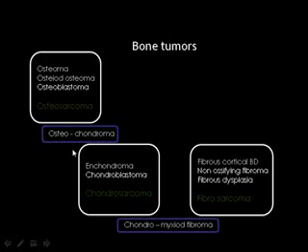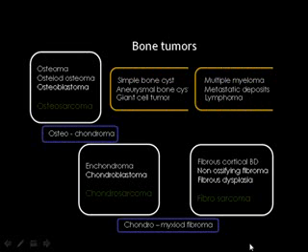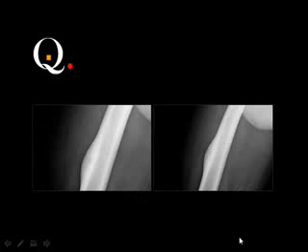And there is an intermediate lesion between these two and an intermediate lesion between these two. This lesion is the osteochondroma, and this lesion is the chondromyxoid fibroma. And the remaining lesions are the simple bone cyst, aneurysmal bone cyst, and giant cell tumor, and the multiple lesions: multiple myeloma, metastatic deposits, and lymphoma.